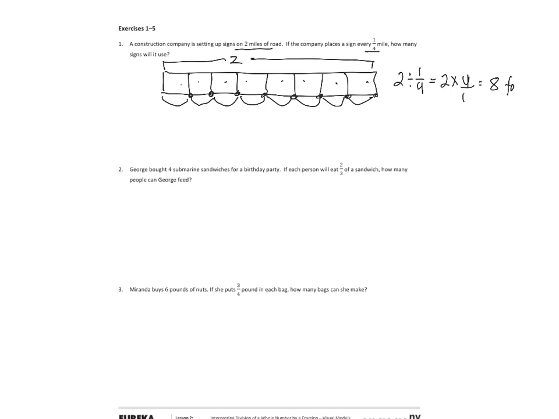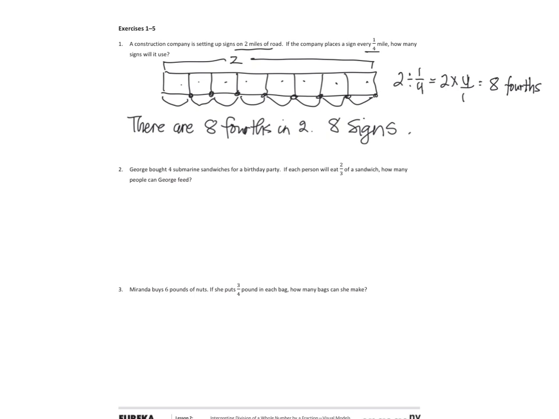Okay, but now I'm going to go down and see it's 8. I should put fourths so I can label that. So there are 8 fourths in the 2 miles. So they're going to have 8 signs are needed.